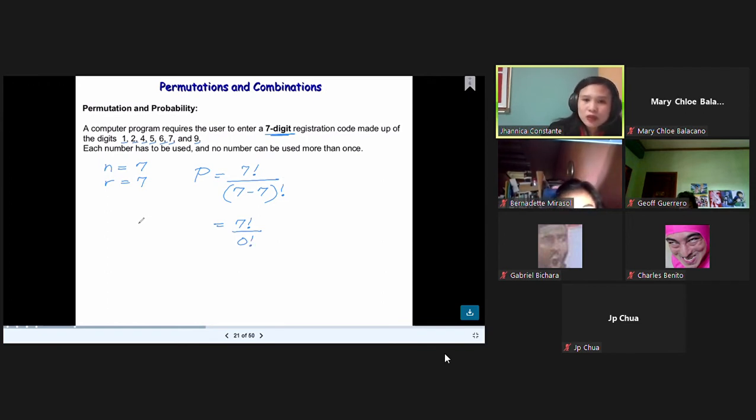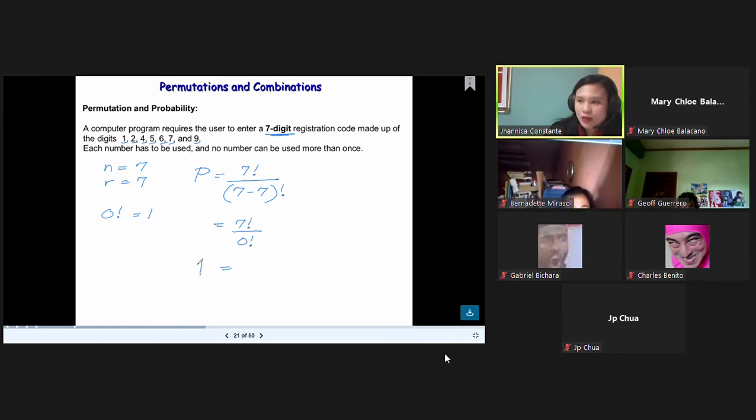0 factorial is equal to 1. The same with the theory of exponent: when 0 is the exponent of a number, it's already equal to 1. So it's the same with your factorial. If you have 0 factorial, that means it's equal to 1.